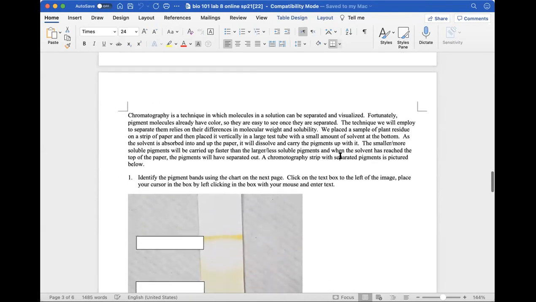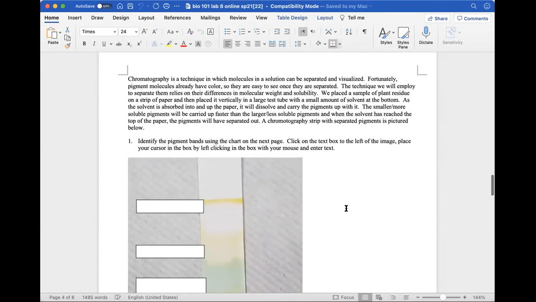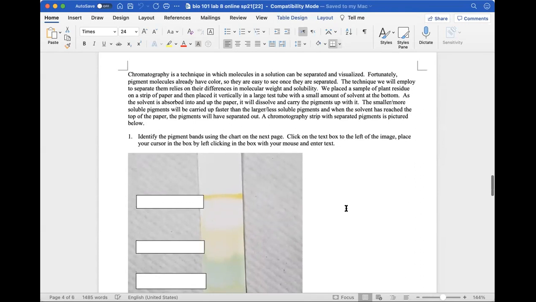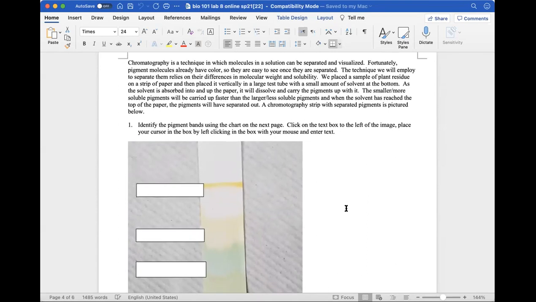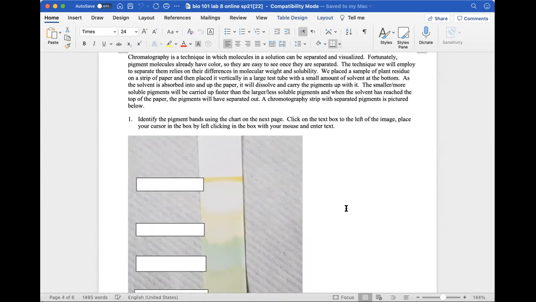Chromatography is a technique in which molecules in a solution can be separated and visualized. Pigment molecules already have color, so they're very easy to see once they are separated. The technique that we used in lab is to separate them, relying on their differences in molecular weight and solubility. So we placed a plant residue on a strip of paper and then placed it vertically in a large test tube with a small amount of solvent at the bottom.